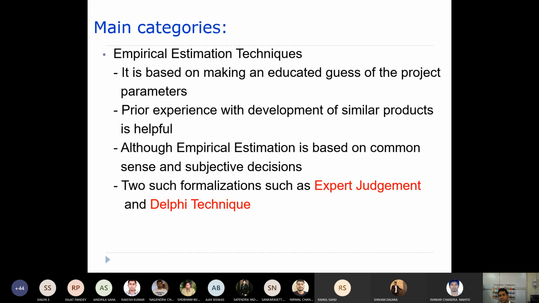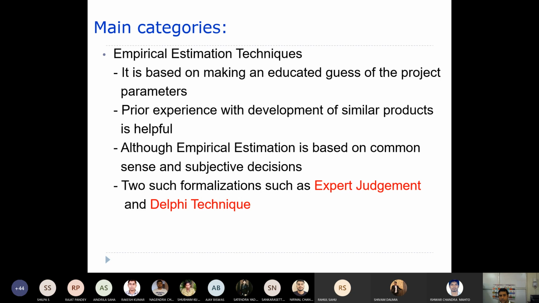Although empirical estimation is based on common sense and subjective decisions, it is all based upon experts' decisions. So it is personal decisions, because whatever the expert says, we'll take that as the approximated cost. There are two such formalizations, two such empirical techniques. One is expert judgment, the other one is the Delphi technique. We'll talk about each of them.